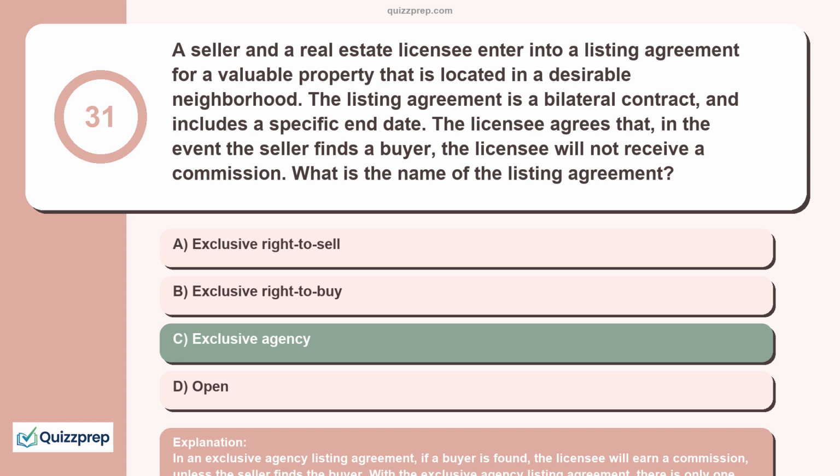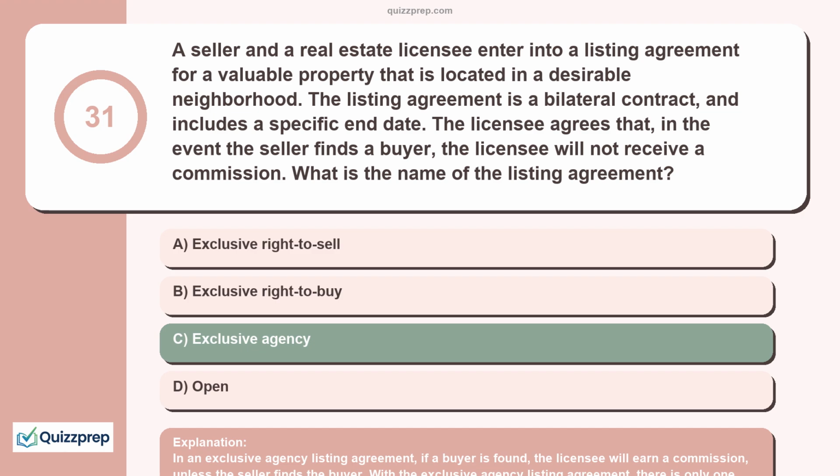Under the exclusive right to sell listing agreement, the licensee will earn a commission if a buyer is found during the term of the contract. It does not matter who finds the buyer. The exclusive right to sell is a bilateral contract. This type of listing agreement provides the maximum protection for the licensee.